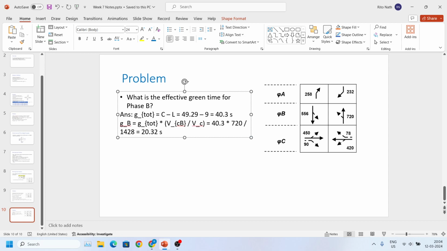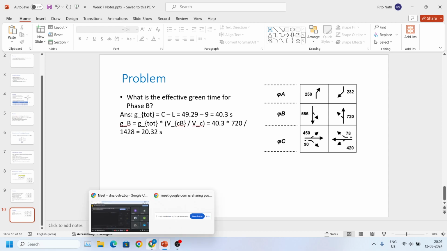Okay. So that would be your effective green time for phase B. So that was again a simple problem. Then you may be asked about some more problems, but then incremental delays and so on. I think I'll get into it later if I have time, but maybe just get into that other discussion.